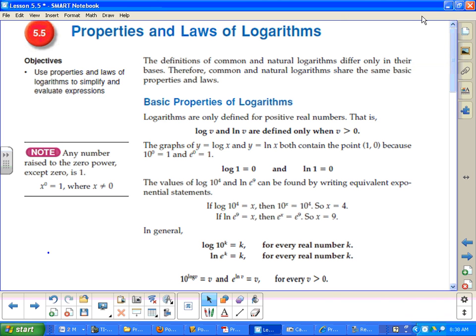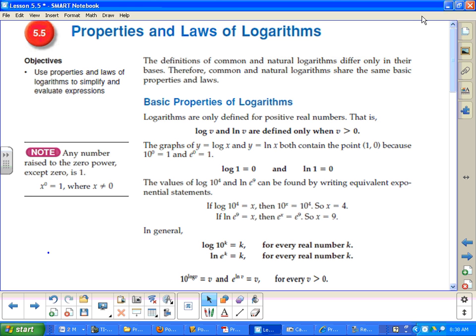Okay, so the properties of logarithms. We talked a little bit about the basics yesterday, transforming or going from exponential form to logarithmic form. And so today we're going to talk about the actual specific properties. So the basic properties of logarithms: they're defined only when the domain is greater than 0.